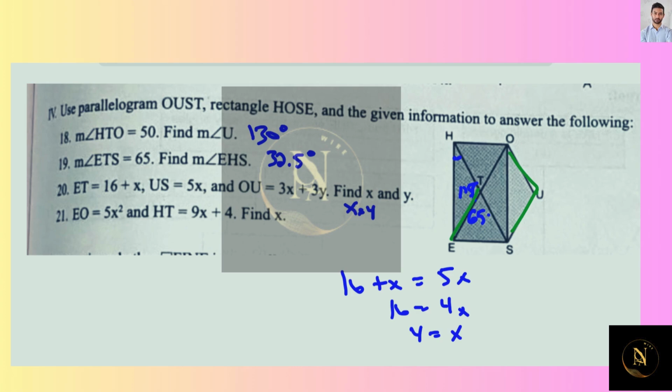And so OU needs to be equal to 20 as well. 3x plus 3y has got to be equal to 20. And again, x is 4, so that'd be 20 equals 12 plus 3y. 3y is equal to 8. Y is equal to 8/3.